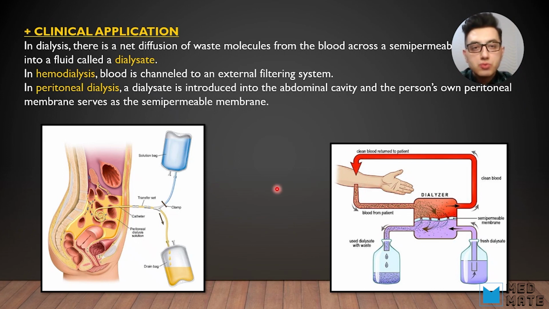Now, the other method, which is very interesting and which we also use in clinical application, is called peritoneal dialysis. Here, we have this dialysate, and we are introducing it into the abdominal cavity. The person's own peritoneal membrane serves as the semi-permeable membrane. So we send this dialysate into the peritoneal cavity, and the peritoneal membrane exchanges the waste from the patient's blood with the dialysate. Then we have a catheter installed, and this catheter drains the dialysate, which was previously clean and is now full of waste, back into the drain bag.